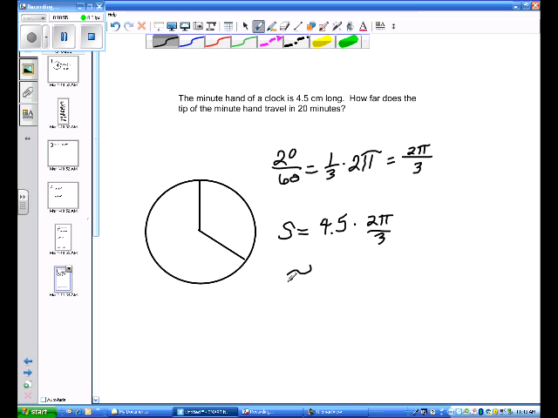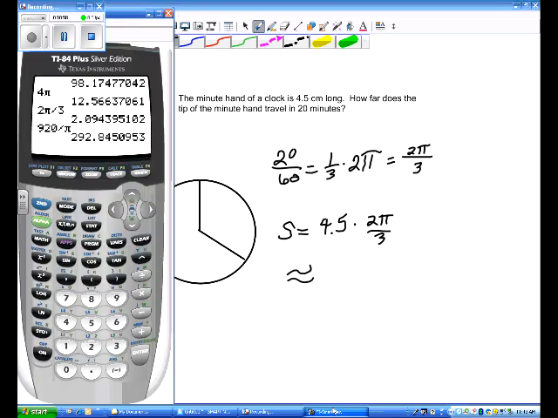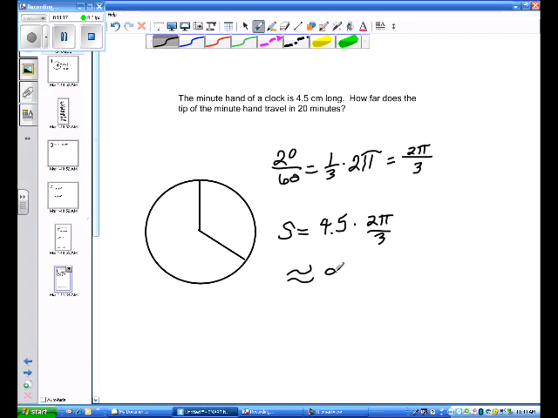And if we get an approximation of that, we've got 4.5 times 2 pi divided by 3. So approximately 9.4 centimeters. That should just be cm. 9.4 centimeters would be the distance that the tip of the hand traveled as it went around our clock.